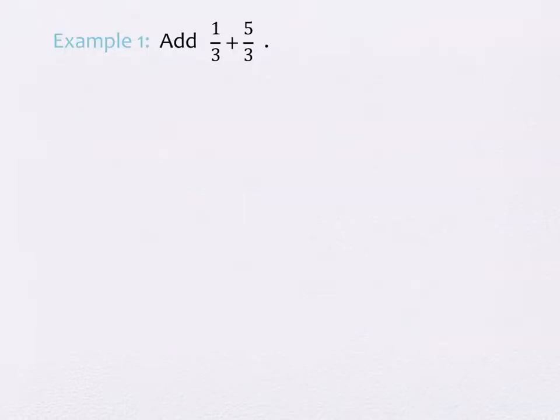So we're going to do a couple of examples. On the first one, you notice they have what? Common denominators. So the denominator will stay the same. And what will my numerator be? It will be 6.